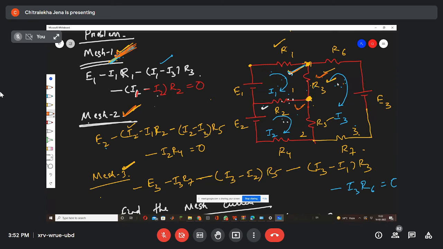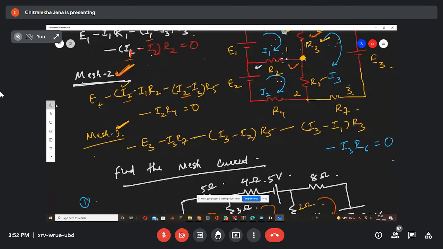Got it? Similarly, here you see, I am writing for mesh 1, so I have taken I1. I am writing for mesh 2, so I have taken I2. For the common branch, I am taking it the same way. Similarly, I have taken mesh 3, I have taken I3. Okay, this is the easy process I have told you. Got it, all of you?